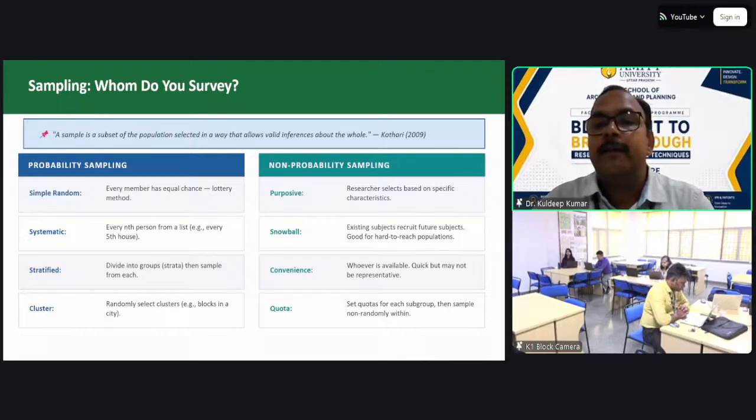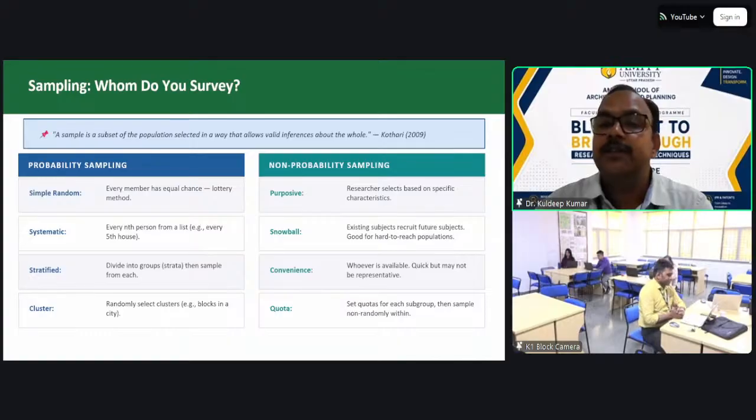So here it randomly selects clusters like cities, blocks, wards, buildings, and then surveys everyone within the selected clusters. This is very efficient for a geographically dispersed population. Now, on the other hand, in a non-probability sample, the selection is not random. It is easier and cheaper, but the limitation is that you cannot make statistical inferences with the same confidence as you can with probability sampling.